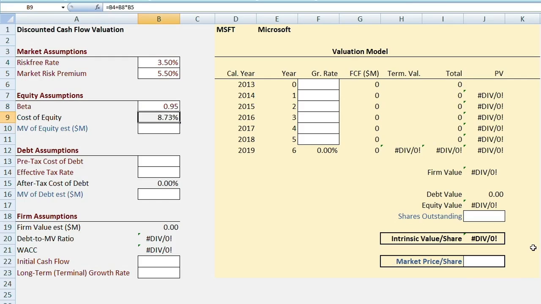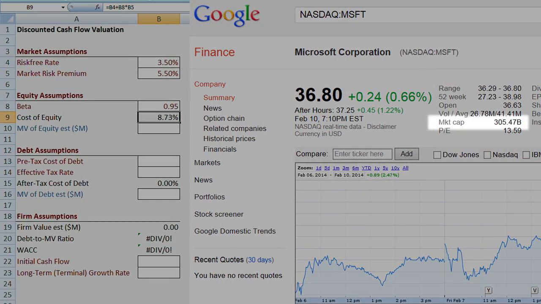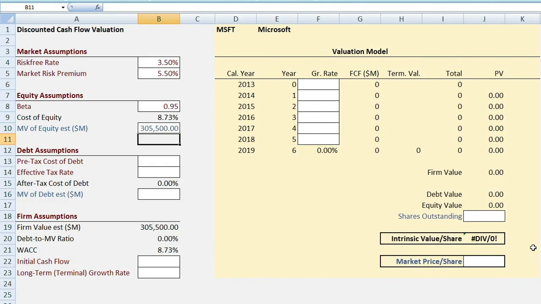The market value of equity is simply the company's market cap. If you look this up on various sources such as Google Finance or Yahoo Finance, you find that Microsoft's current market cap is about $305 billion. So we'll enter that in.